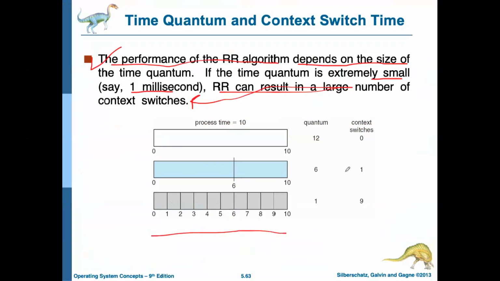Time quantum is 12, so context switch is 0. Let's say here time quantum is 6, so only 1. So here time quantum is 1, so context switches, how many? They need to keep on monitoring every time, so 9 times. Check based on this figure, yeah? All right.